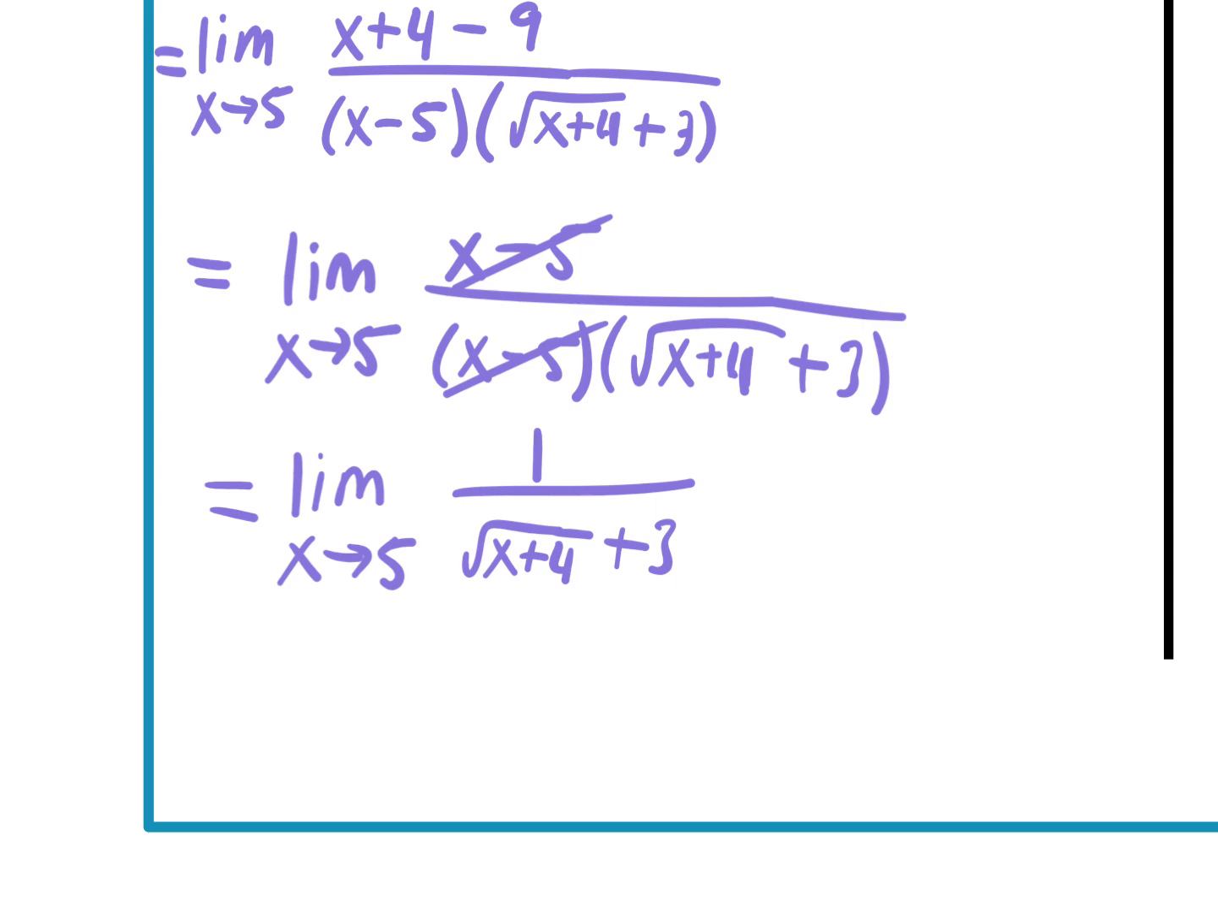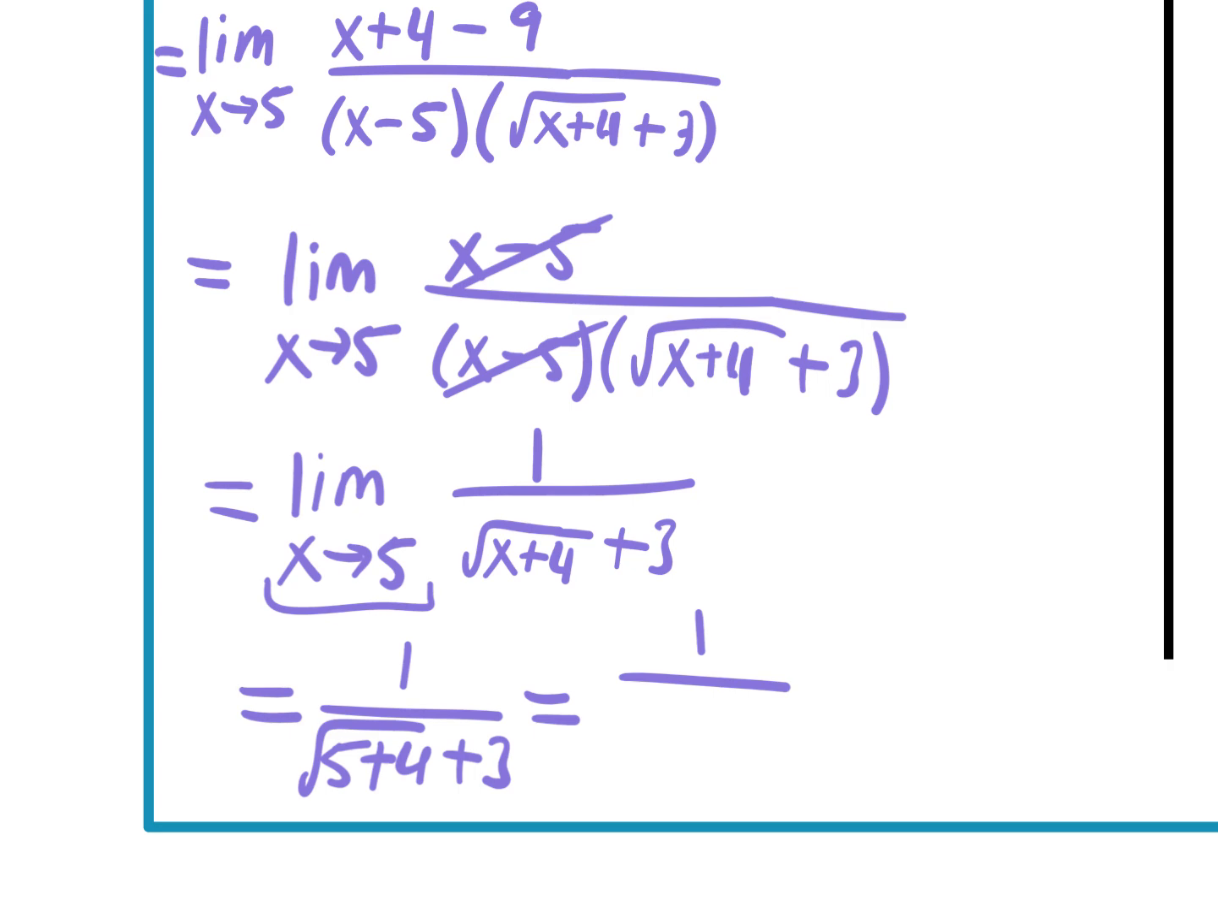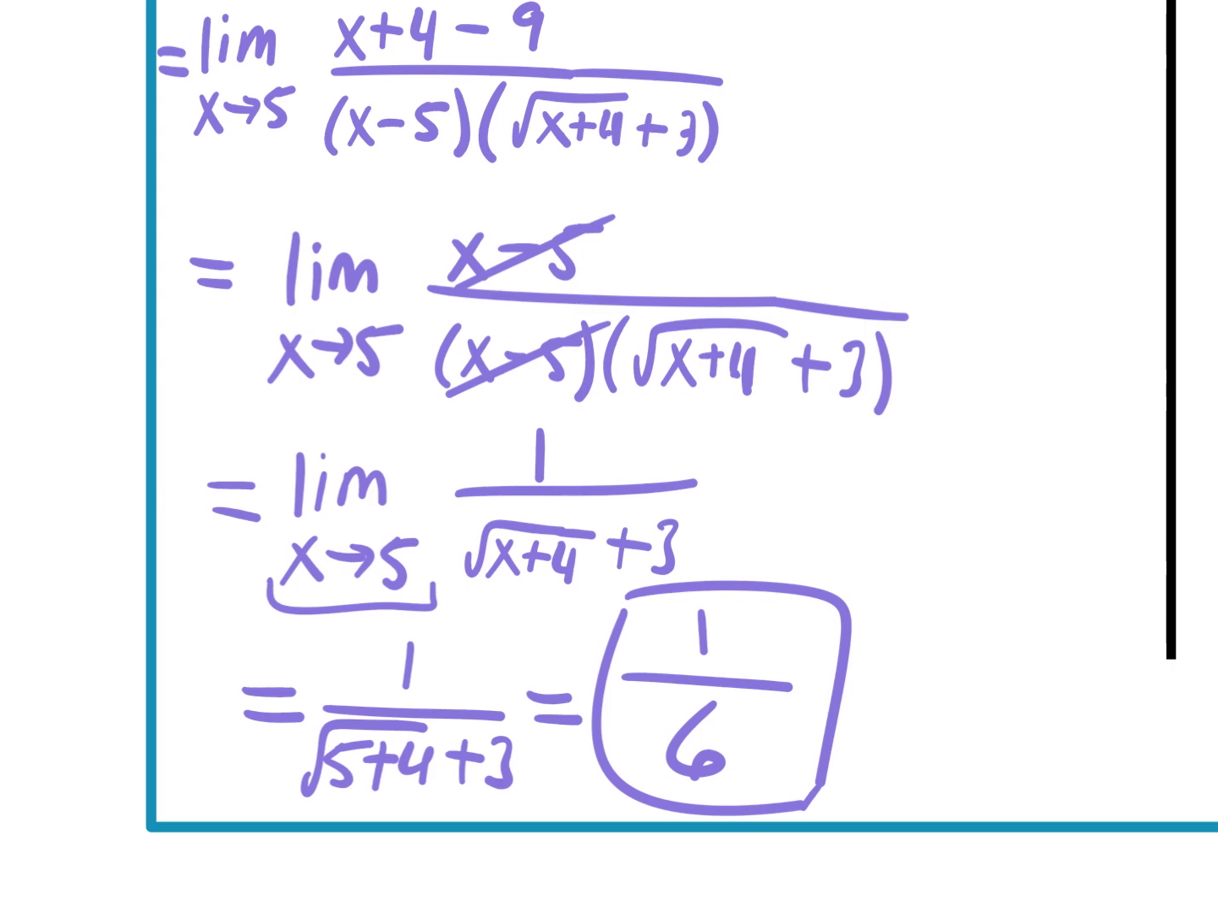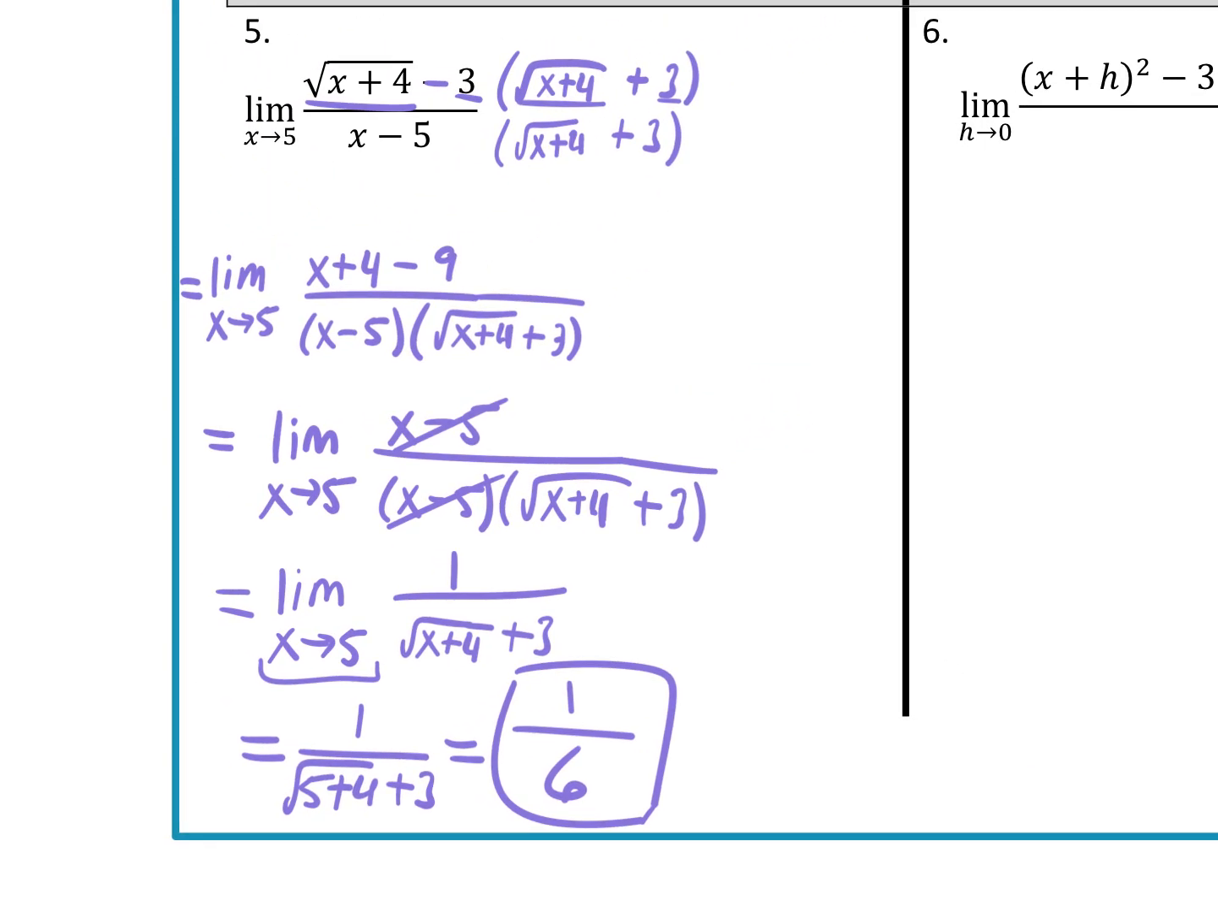What can we do now? Now we can plug it in, right? After we fully simplified it, we can plug in. And now that we're plugging in, we don't need this limit notation anymore. It's just going to be 1 over 5 plus 4 under a radical plus 3. 5 plus 4 is 9, square root of 9 is 3, and 3 plus 3 is 6. So we get 1 over 6. Okay, so definitely more algebra heavy today versus yesterday.